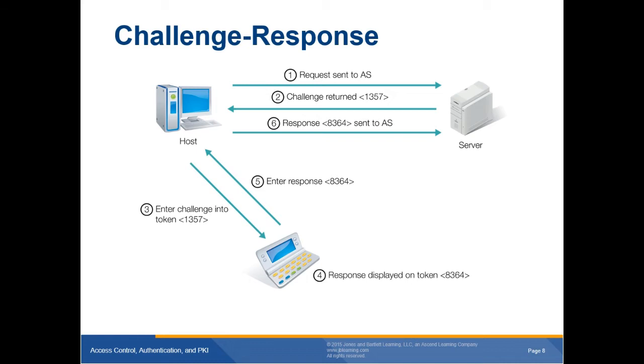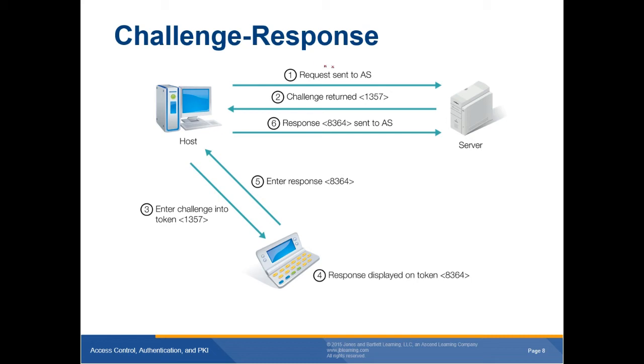Challenge response. If you look at this, challenge response is an asynchronous token. Authentication occurs via communication between the token, the authentication server, and the user. A request is sent to the authentication server. Random numbers will appear, and it has to be returned. The user has to enter the challenge into the token. The token encrypts it and sends everything over. So this is kind of how it's going to work.